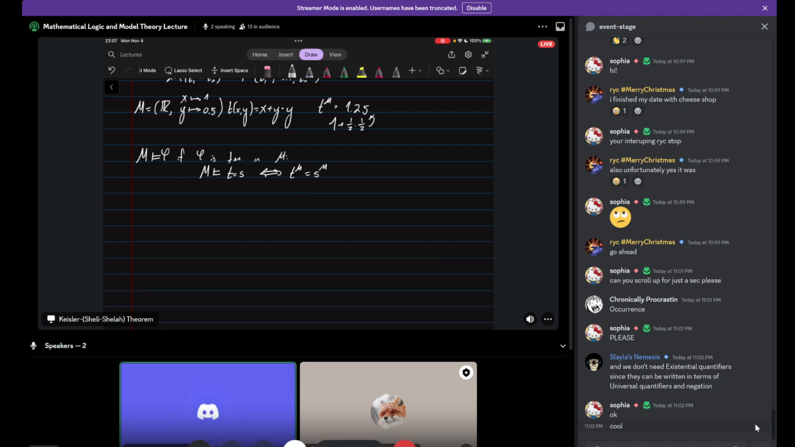This is where the equality being a primitive part of the language comes into play, because otherwise I couldn't have this. You could add it as a relation, but there's nothing requiring it to be the identity relation. This requires it to be the identity relation. M satisfies R T1 through Tn if and only if R of M is satisfied by T1 of M through Tn of M. Right, this is a relation, so if and only if that relation is satisfied by these terms.